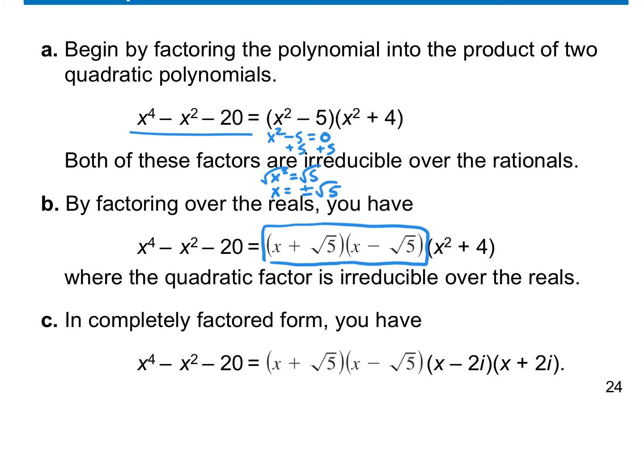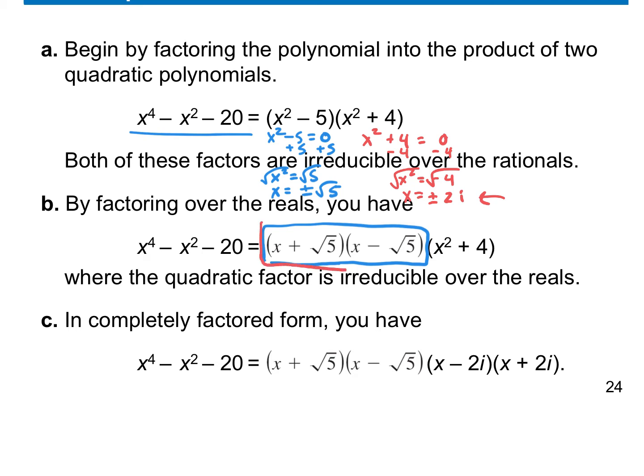Now if we do the same thing for x squared plus 4, what do we have to do? Subtract 4. So x squared is equal to negative 4. What's x equal to? Plus or minus 2i. So this gives us an imaginary number.